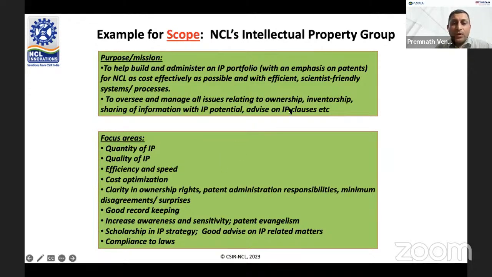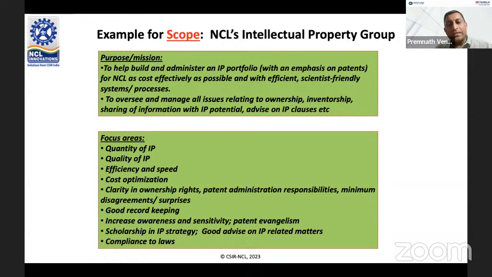An important role also is to advise, say, the director of the organization or the vice chancellor on IP related matters, and that requires a little more depth in your understanding of IP, and that means that you may need to read more, have a little bit of scholarship going on in the IP side as well, and of course compliance to various laws while you're filing IP, while you're transacting IP, and so on and so forth, right?